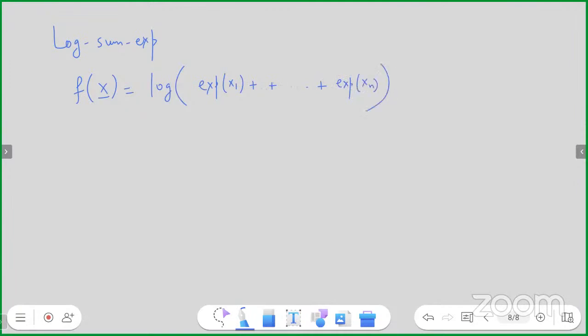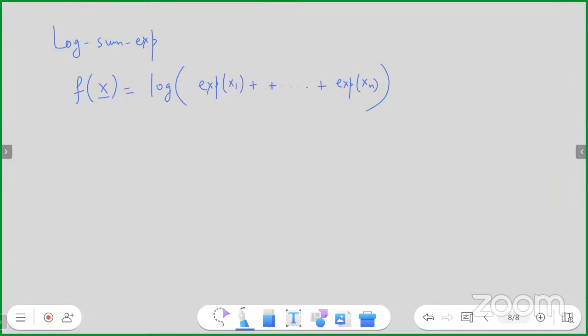Other functions, which I'm not going to belabor. So log sum exp, it's like overloaded notation. The function is f of x equal to the logarithm of the summation of exponentials. Exponentials are being added together, then a logarithm is taken on the outside.